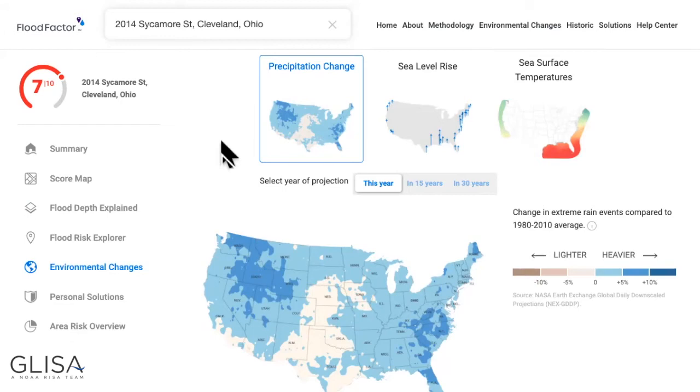Precipitation changes are presented on a map of the continental United States for the current year, 15 years in the future, and 30 years in the future. The color denotes whether precipitation totals are projected to increase or decrease, and by what percentage.